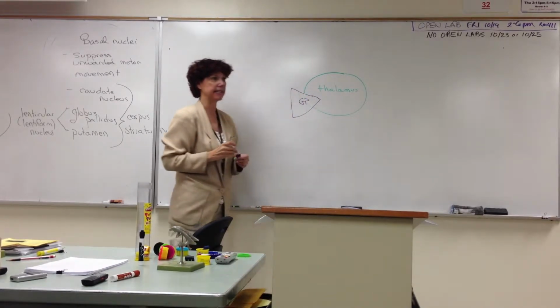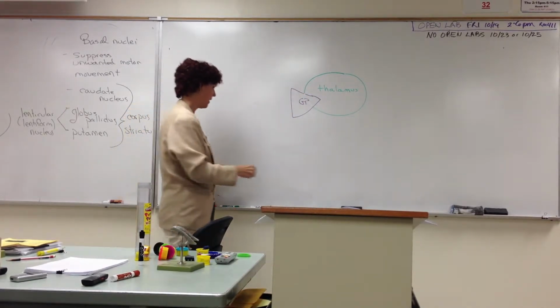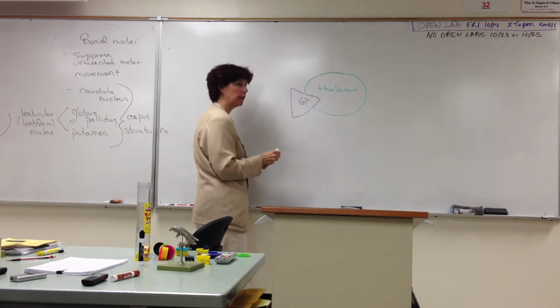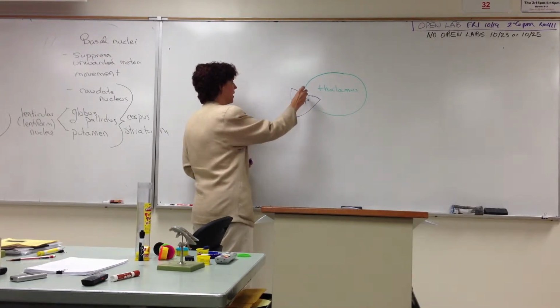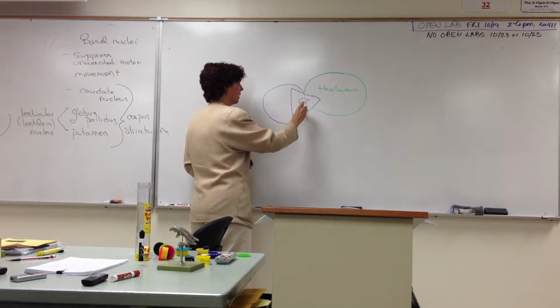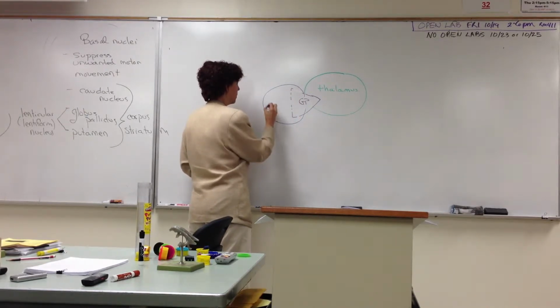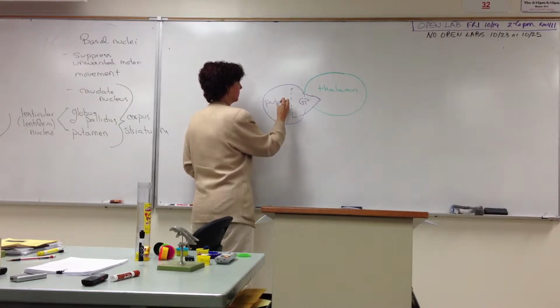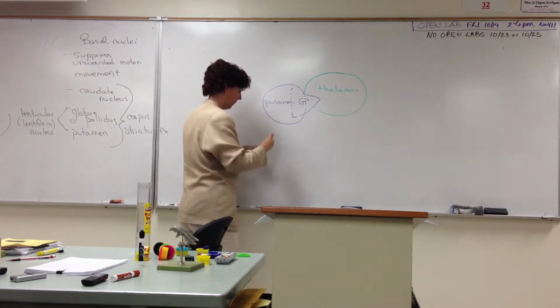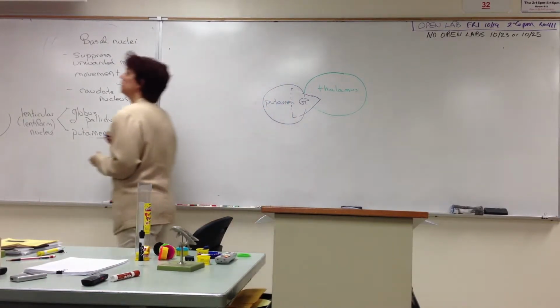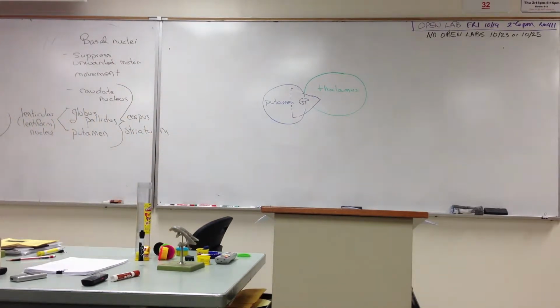The globus pallidus. And then covering up most of the globus pallidus, but even more anterior to that, is going to be the putamen. So that's even more lateral. So the putamen is out here.